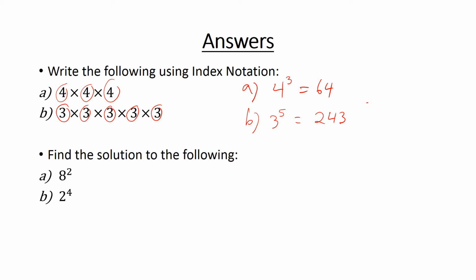For the second part, we had to find the solution of the following. 8 squared is just written as 8 times 8, and you would have got 64 for that. And for B, you would have done 2 times 2 times 2 times 2, because it's 2 to the power of 4, and that would have given you 16.